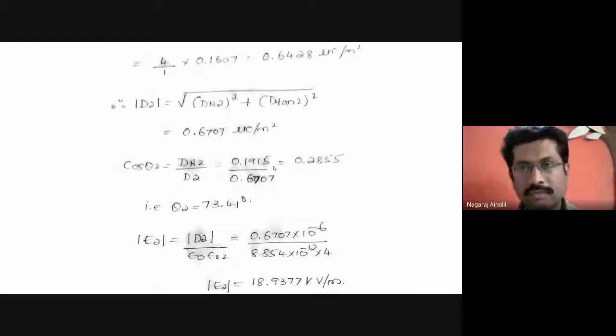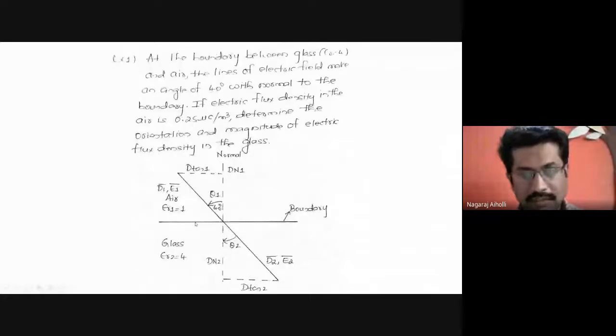So we got the value of D tan 2. It is 0.6428 into 10 raised to minus 6 coulomb per meter square. Then let us find the D2 according to the Pythagoras theorem. D2 square is equal to Dn2 square plus D tan 2 square. Write down the equation. Apply the Pythagoras theorem to this right angle triangle and then find the value of D2. We know Dn2, we know D tan 2. Substitute and find the value of D2.